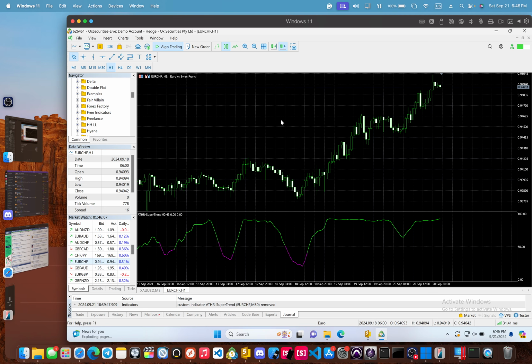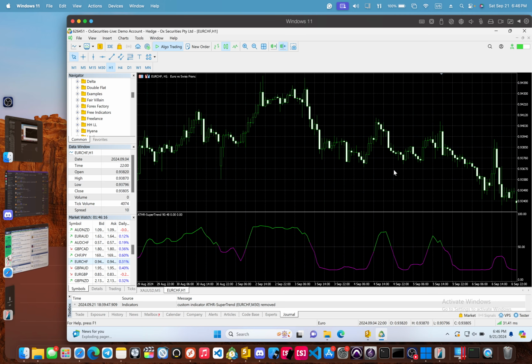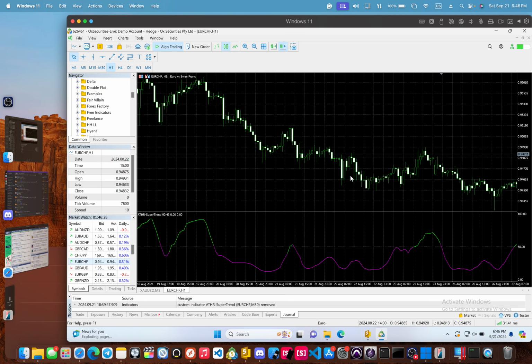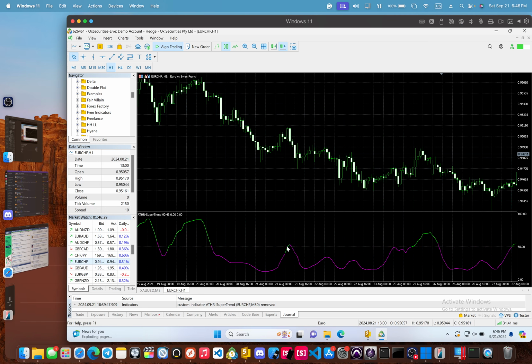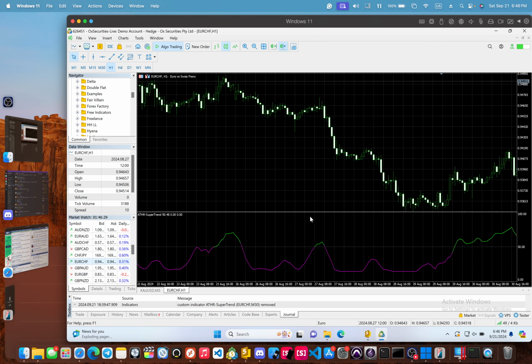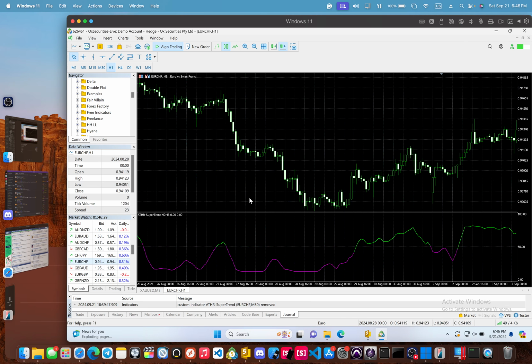So don't use this for entries, but use this to give you extra confirmation, extra confluence, and extra confidence in your current trade, or if you're looking for a trade, this is best for that. So you can see when the trend is getting a little bit weaker, it will respond to that. And of course, if you change the moving average, you can smooth out some of these results and have smoother data.